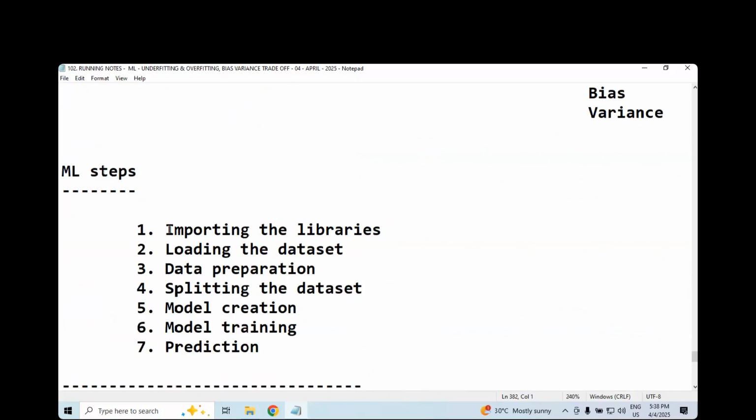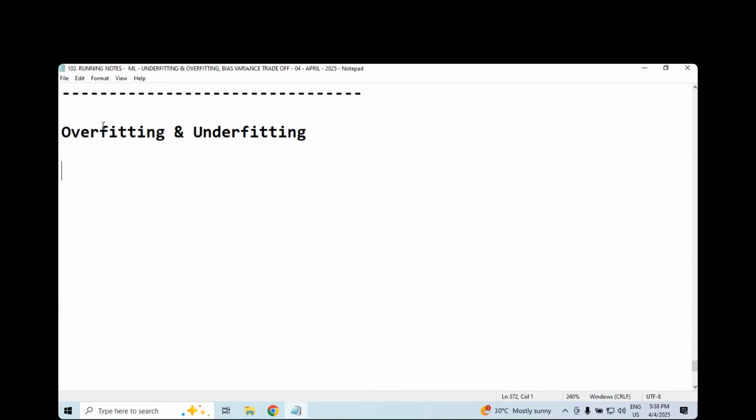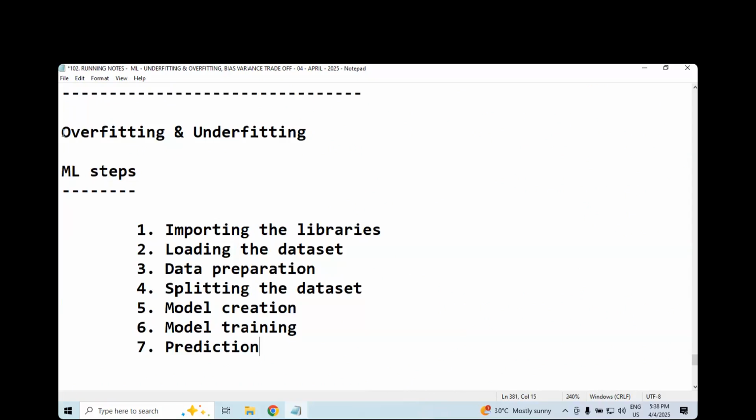So let me take these steps. Let me give a small recap. Overfitting, and the next one is what exactly? Underfitting. To understand overfitting and underfitting, understand the steps. What do you mean by steps? In machine learning, there are some steps. The steps start from importing libraries and so on. What is the last one? Prediction. You should be aware these are all steps. You should have a very clear picture.